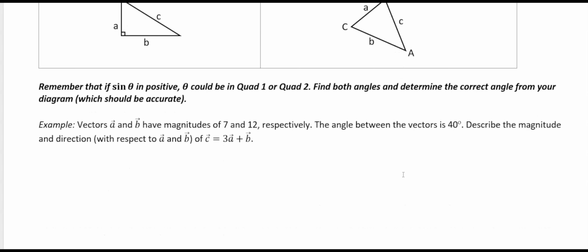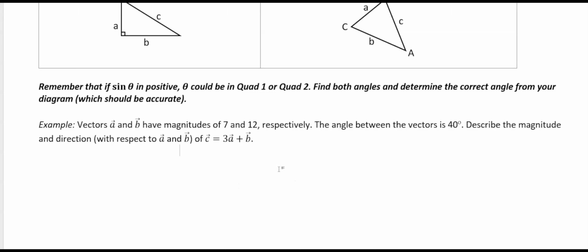Just remember that if sine theta is positive, then theta could be in quad 1 or quad 2. So you're going to find both angles and then determine the correct angle from your diagram, which should be accurate. So you do your best to draw an accurate diagram given the circumstances, right? You want to make sure that a 60 degrees looks approximately like 60 degrees, 45 looks like a 45-degree angle, and then make sure that your magnitudes are pretty reasonable.